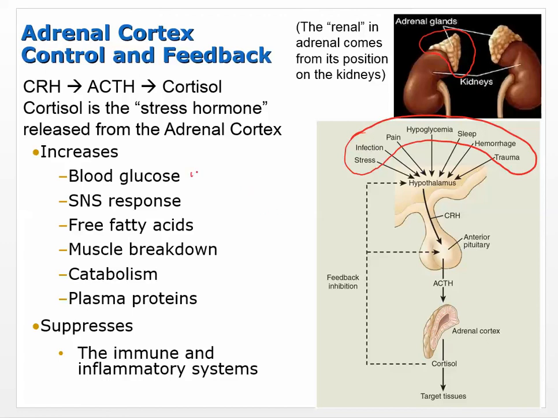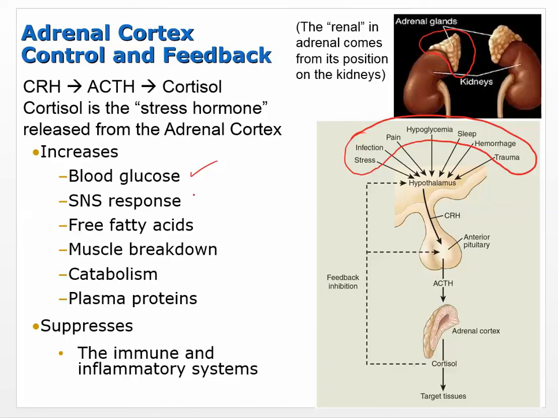So it increases blood glucose. We like to think about the pancreas and glucagon and those kinds of things as controlling blood glucose, but it's important to remember that cortisol increases glucose levels, adrenaline increases glucose, growth hormone increases glucose. So there are a lot of things that increase glucose levels, and cortisol is one of them.